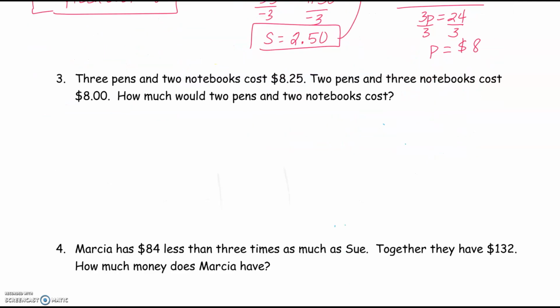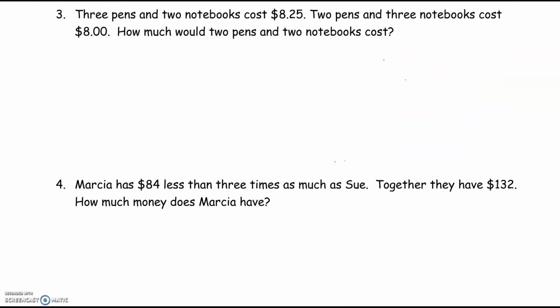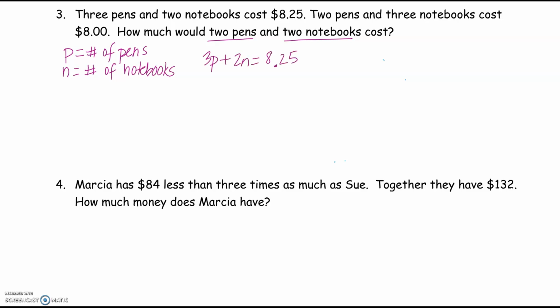So we're done. Now we have pens and notebooks. 3 pens and 2 notebooks cost $8.25. 2 pens and 3 notebooks cost $8. How much would 2 pens and 2 notebooks cost? Okay, so P equals the number of pens, and N equals the number of notebooks. We'll start off with 3P plus 2N equals $8.25. The second equation will be 2P plus 3N equals $8.